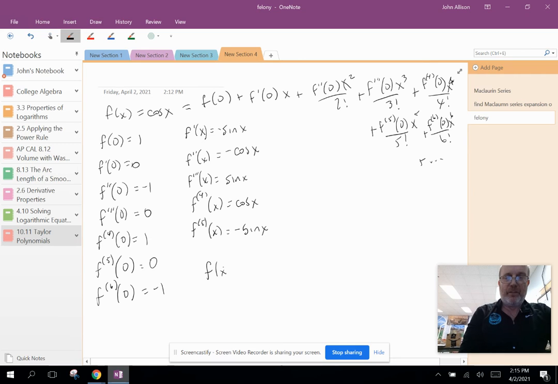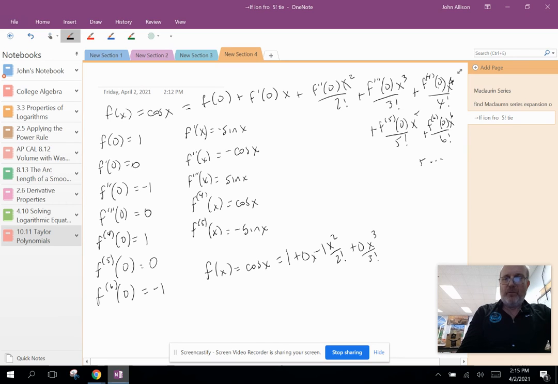What this gives us is f of x equals cosine x is equal to the series expansion. f of 0 was 1. f prime of 0 is 0, so 0 times x is just 0. f double prime of 0 was negative 1, so this is going to be minus 1 times x squared over 2 factorial. f triple prime was 0 again, so this is going to be 0 times x cubed over 3 factorial.